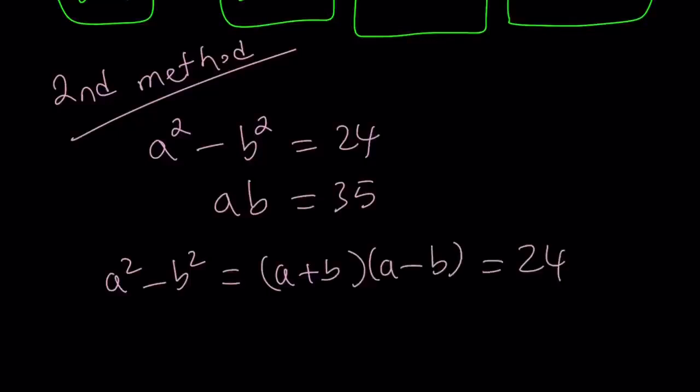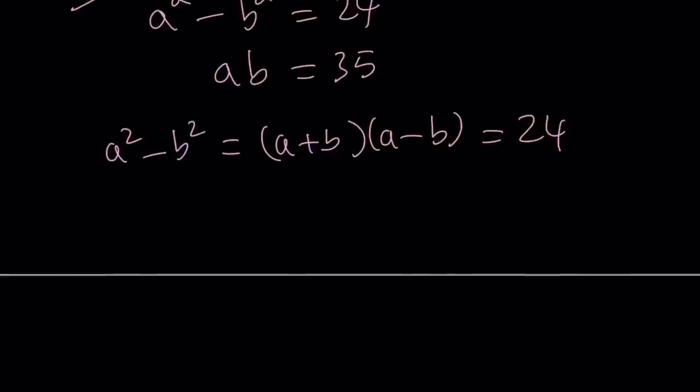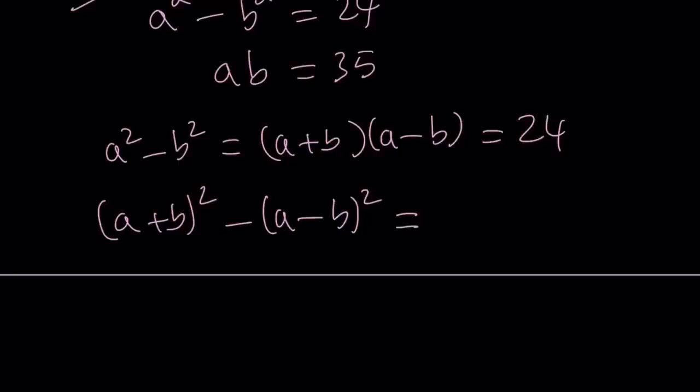Now the presence of a plus b and a minus b together in the same equation, and the fact that we're given ab, also gives me another idea, which is (a plus b) squared minus (a minus b) squared equals, now this is an identity that's not well known, but it's very helpful.